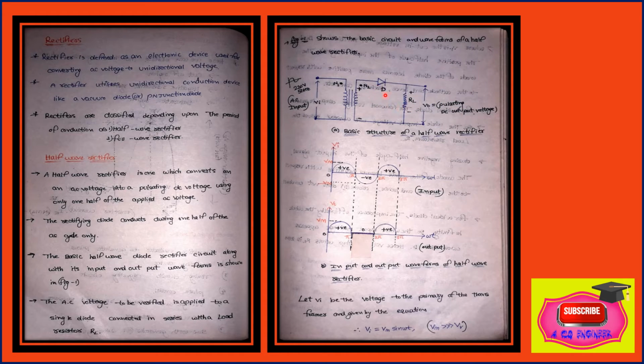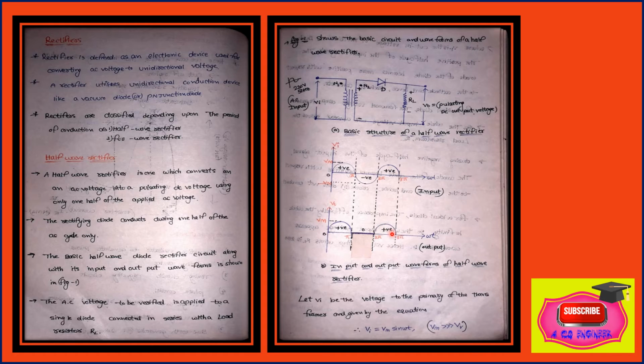This is a diode. The positive terminal is called the anode and the negative terminal is called the cathode. When we apply the AC voltage, this is the input sinusoidal wave voltage applied at the primary coil. We observe the output wave, the pulsating DC voltage, like this. The positive half cycle forms the output, as the negative half cycle cannot work in the half-wave rectifier.